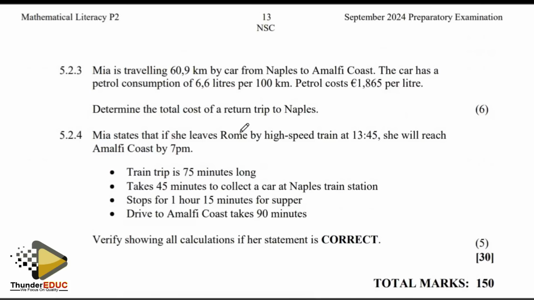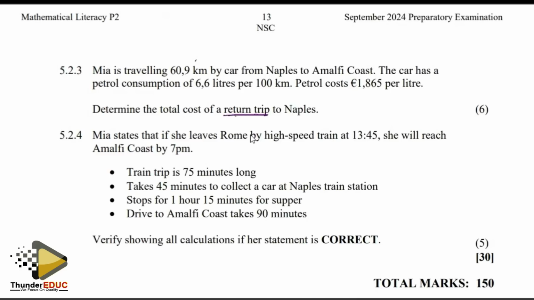Maya is traveling 60.9 kilometers by car from Nepal to Amlifa Coast. The car has a petrol consumption of 6.6 liters per 100 kilometers. Petrol costs this much, which is €1.865 per liter. Determine the total cost for the return trip.